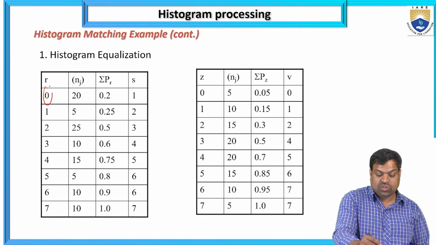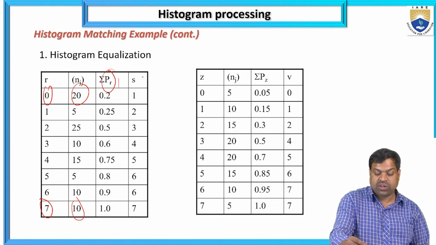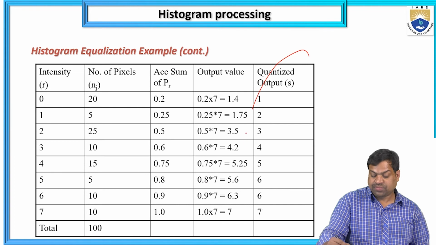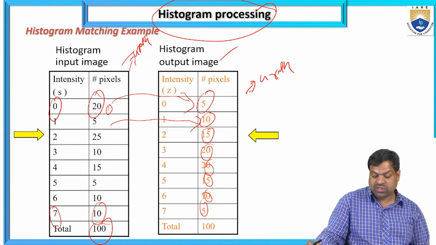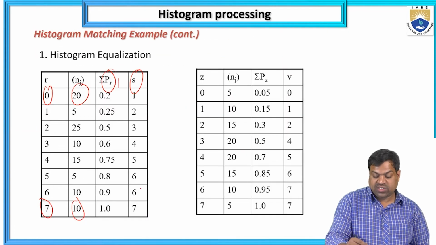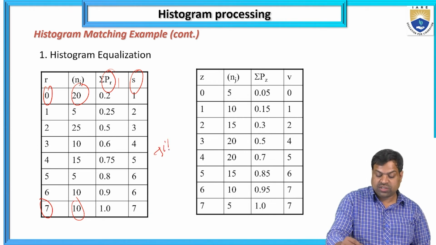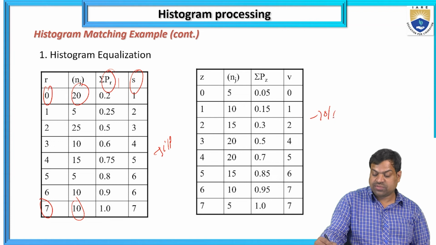Already we know that I'm taking 0 to 7. So what are the pixel values? 10, 10, 10, 5, 25 like this. I'm taking the PR value. I'm taking the sum value. We already discussed here. 1 to 7, 1, 2, 3, 4, 5, 6, 6, 7. Okay. These are the 7 values. So it is the input side and it is the output side.